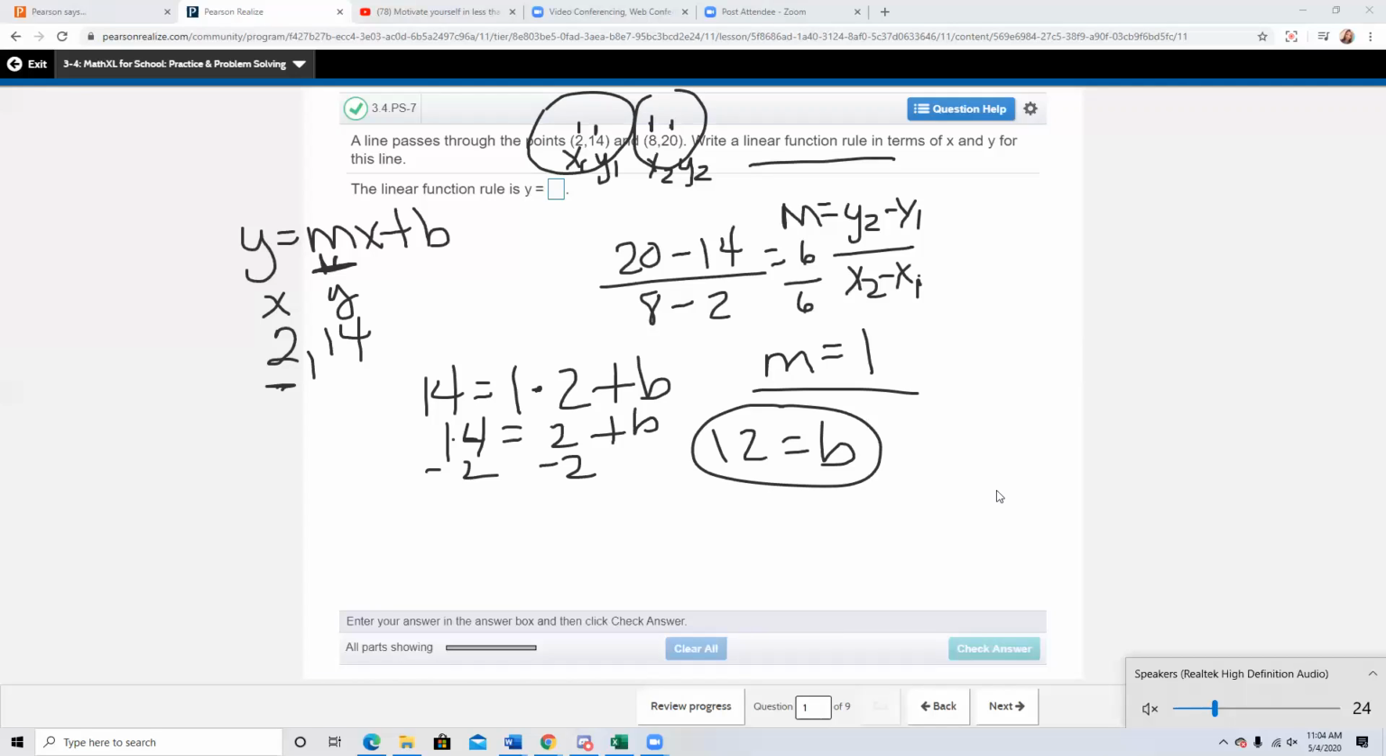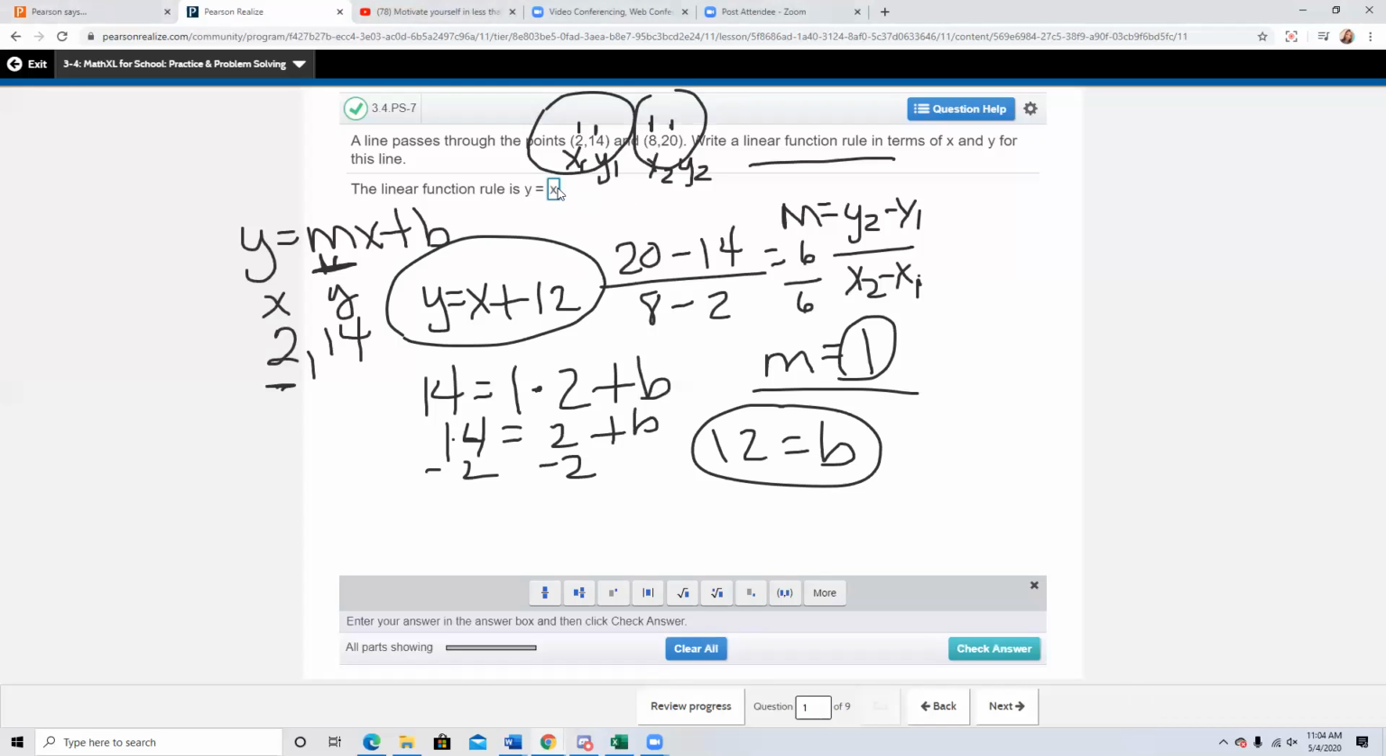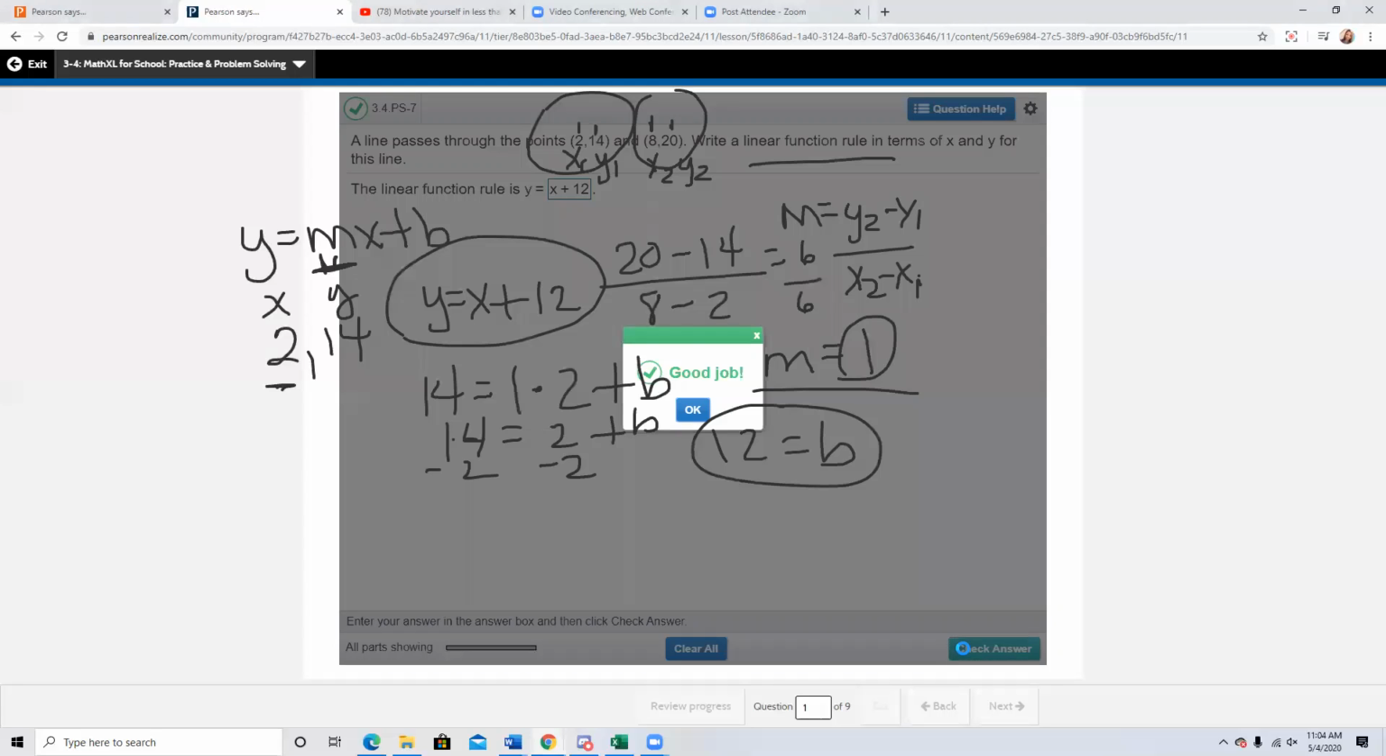So when you're getting ready to write this, you're going to have y equals, our m is 1, so that means we write x, because whenever you have 1x, you just write x. So x plus 12 is our answer. We're going to insert that in here. Y equals x plus 12.